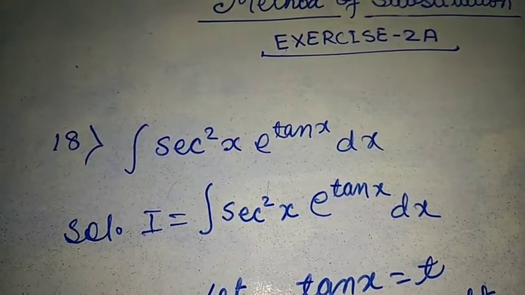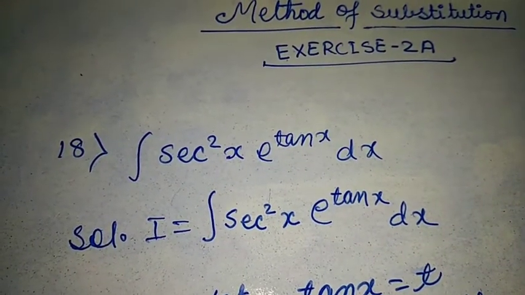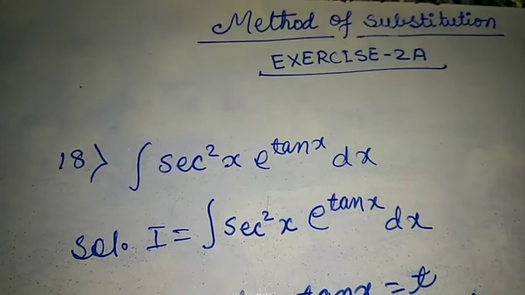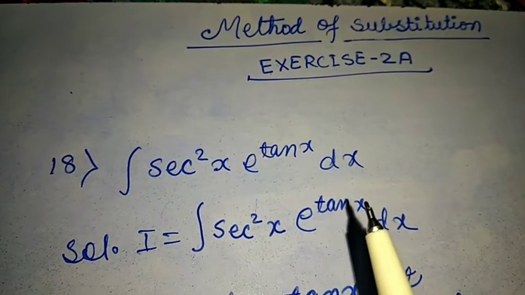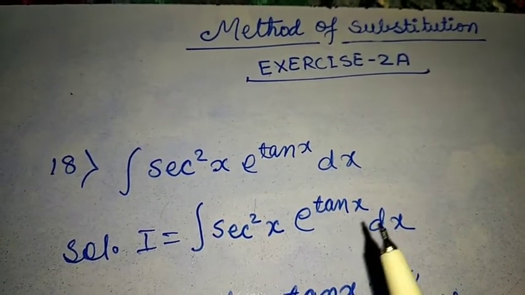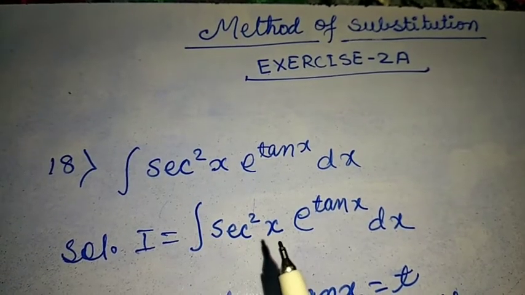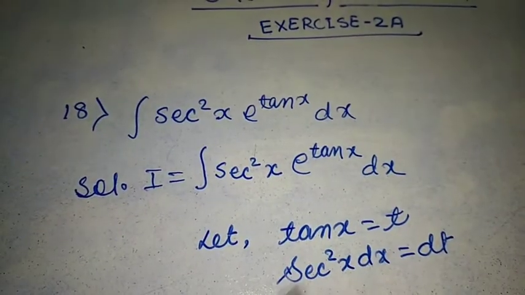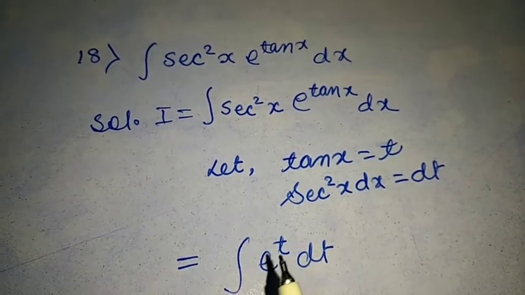Now you can see the next question, which is question number 18, which is integration of sec square x into e to the power tan x into dx. For solving this question, we will substitute t in the place of tan x, because sec square x and dx is given. So when we differentiate tan x, it will be sec square x into dx. And now in the next step, we can write it as integration of e to the power t into dt.